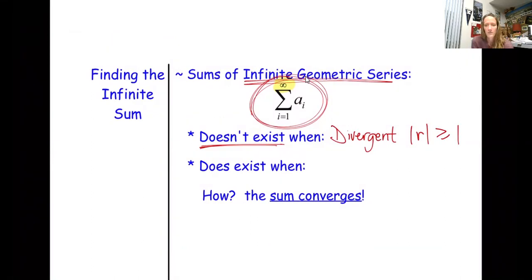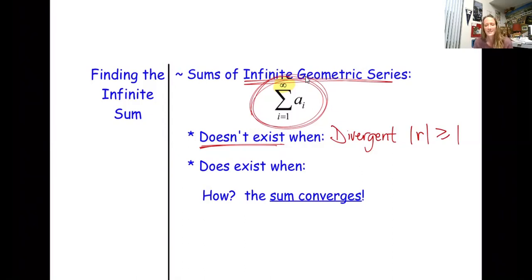If r is bigger than 1, if r is 2, everything's doubling. If r is 3, everything's tripling. If we are tripling an initial term or doubling or quadrupling, it's just going to be adding bigger and bigger values. That will be a divergent sum. The sum will just forever grow in a positive or negative direction.